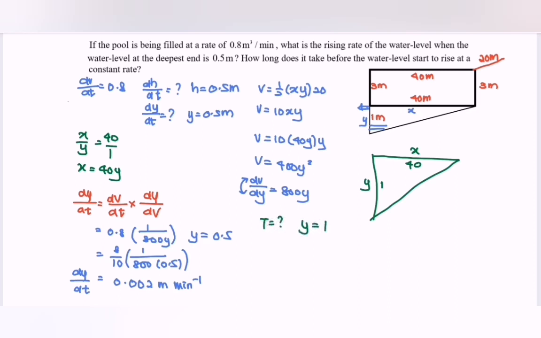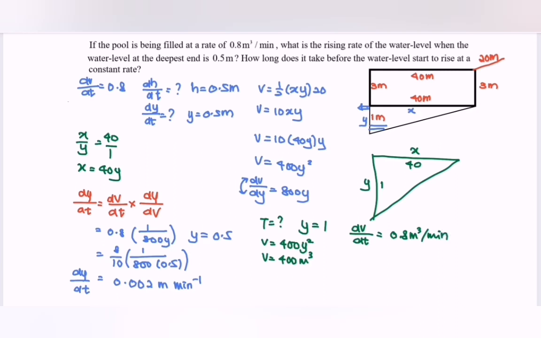Kindly refer to the situation volume. We have 400y squared. If we substitute y equals 1, meaning that we have V equals 400 meter cube. So kindly refer to the rate. We have dV/dt, which is 0.8 meter cube per minute.